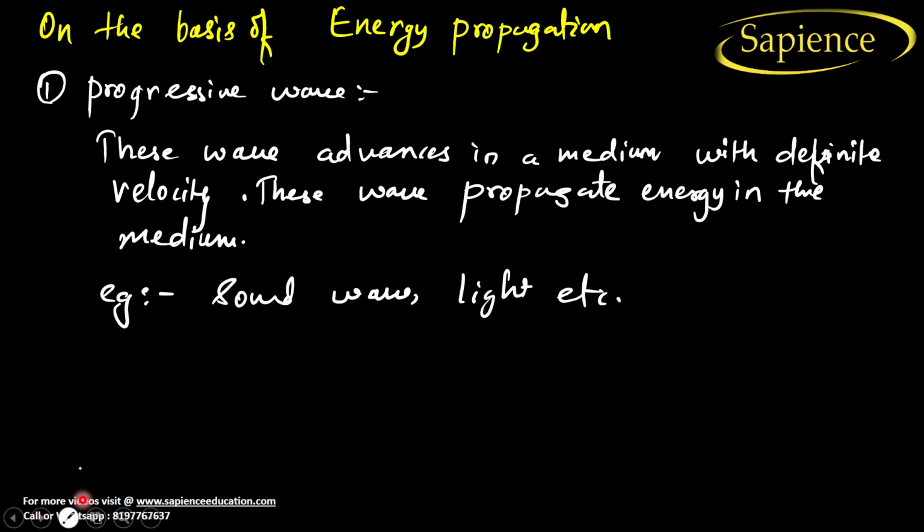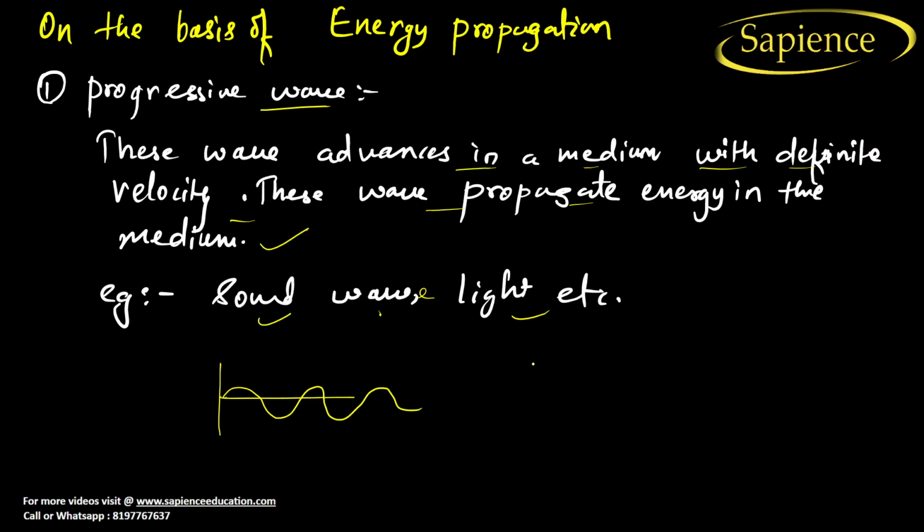First of all, we will learn about the progressive wave. These waves advance in a medium with a definite velocity, and this wave propagates energy in the medium. For example, sound wave, light wave, all these types of waves will continuously move like this. It may move like this: compression, rarefaction, compression, rarefaction. These are called progressive waves. They move continuously without any hindrance or stopping anywhere.